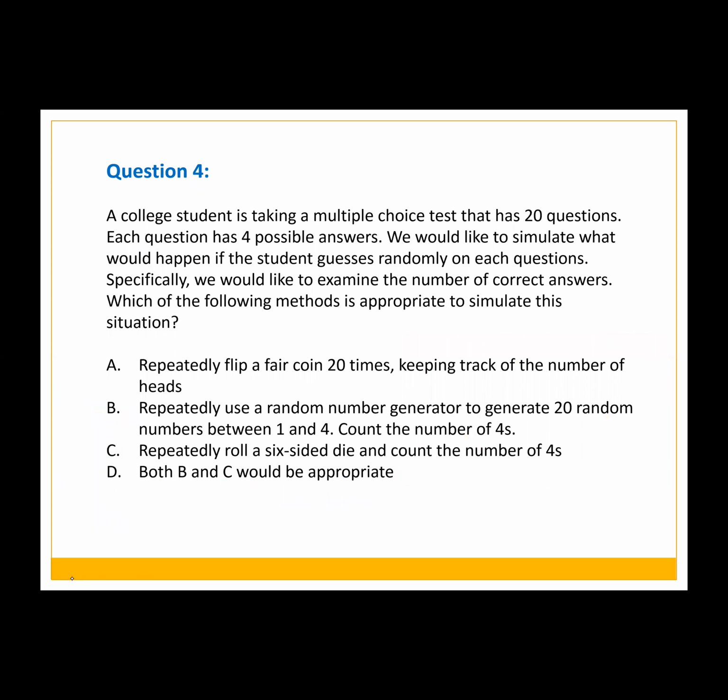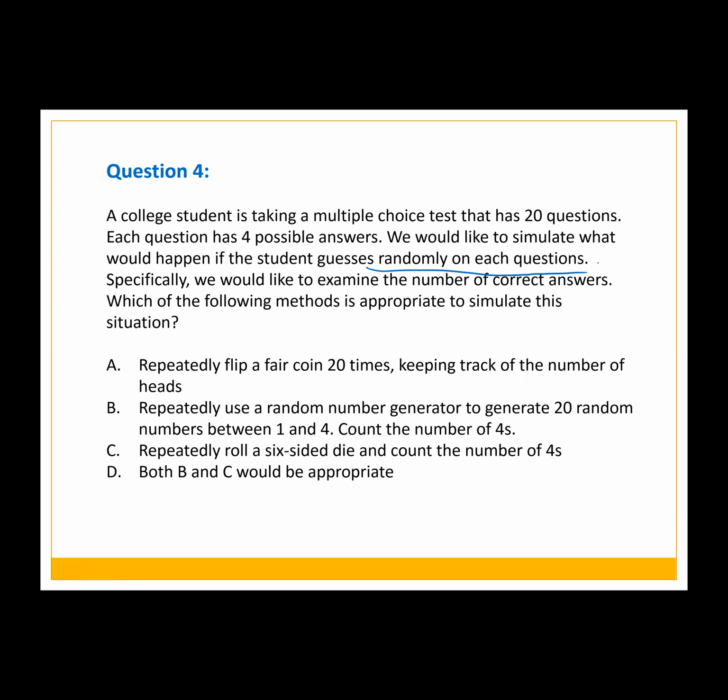The next one, question 4. Again, mute me if you want to work on it on your own. A college student is taking a multiple choice test that has 20 questions. Each question has 4 possible answers. We would like to simulate what will happen if the student guesses randomly on each question. So the key here is randomly, which means that each answer has the same chance of being chosen. Specifically, we would like to examine the number of correct answers. Which of the following methods is appropriate to simulate this situation?